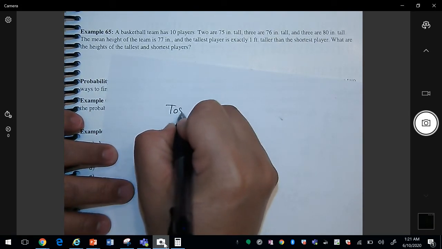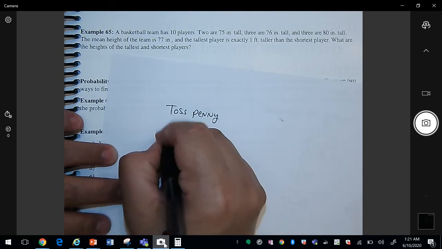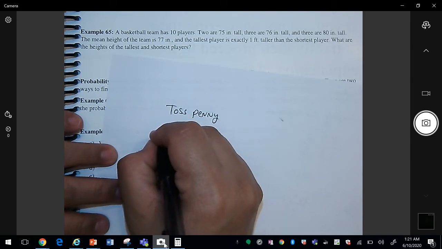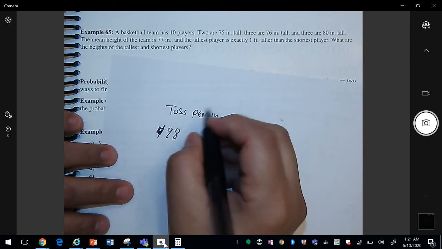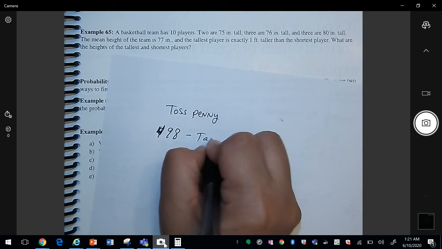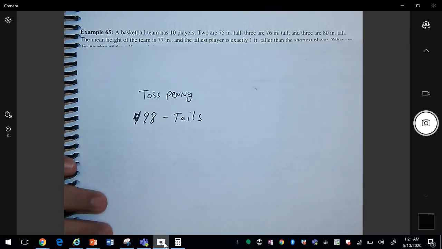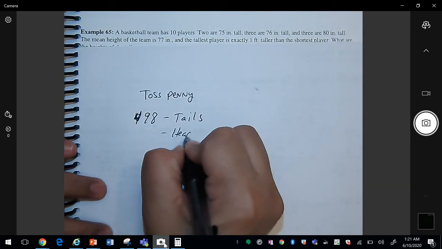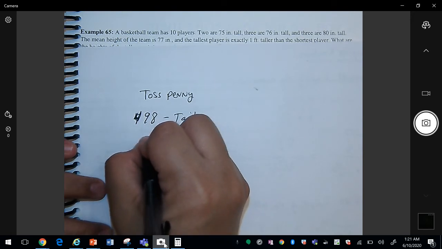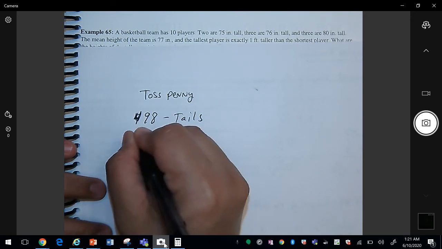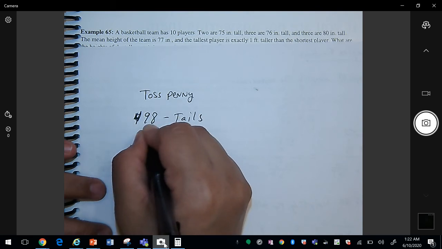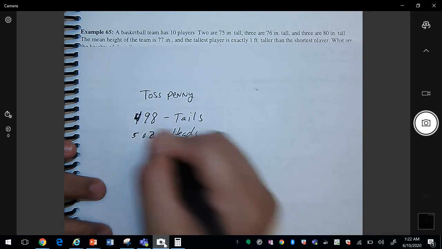So let's say that I tossed the penny and I ended up with 498 tails, and I tossed my penny 1,000 times. So for heads, I ended up with 502.